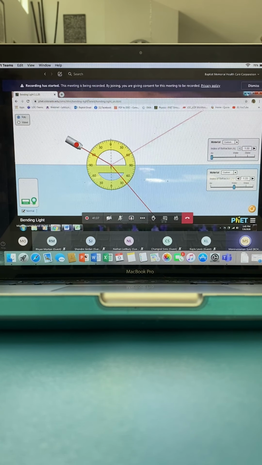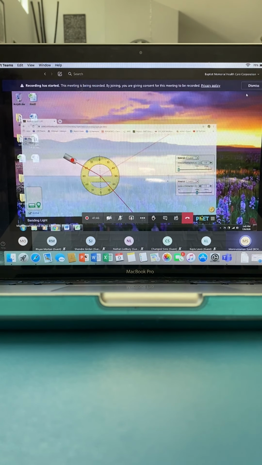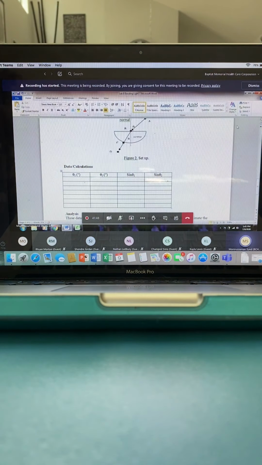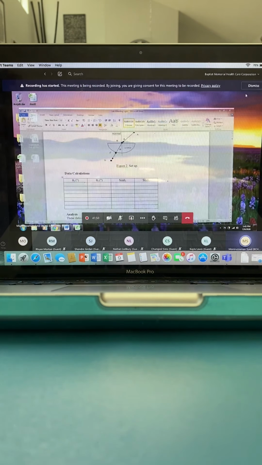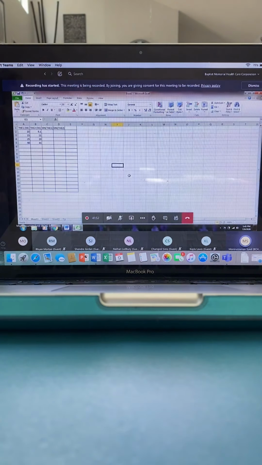So far we collected two sets of data, angle of incidence and angle of refraction. Now is the time to do the other things, making the graph and so on. Let's go back here. This is your 10 degrees, this is your 9.1 degrees. For the first one, 10 degrees, sine of 10 degrees, how much is it?